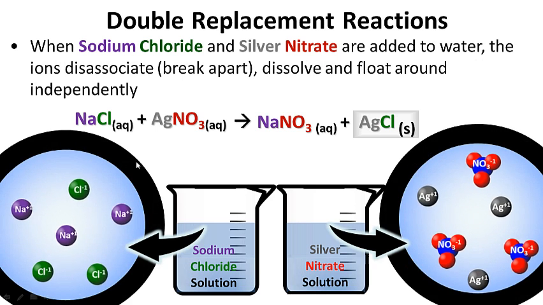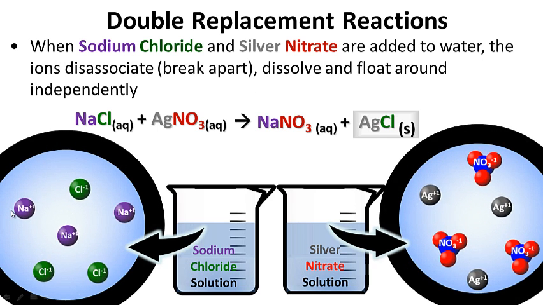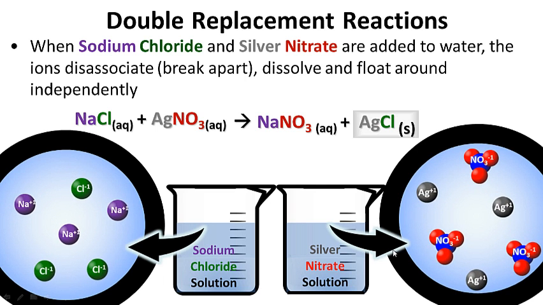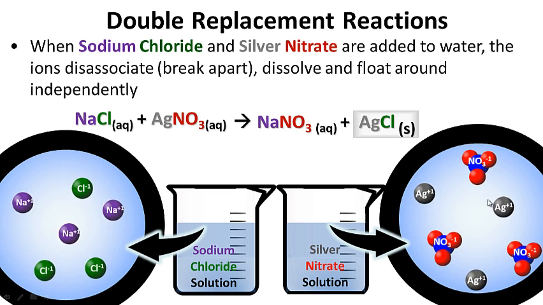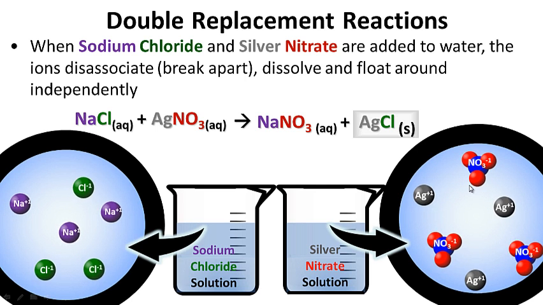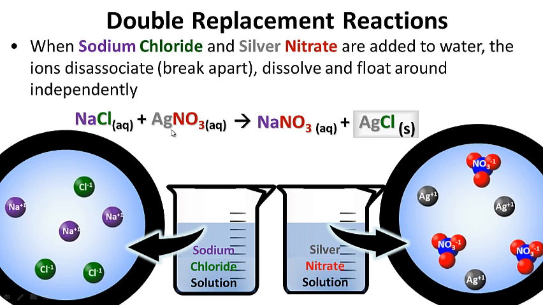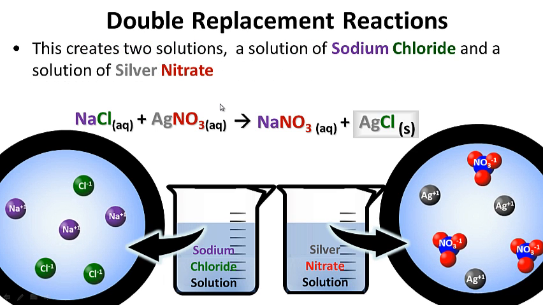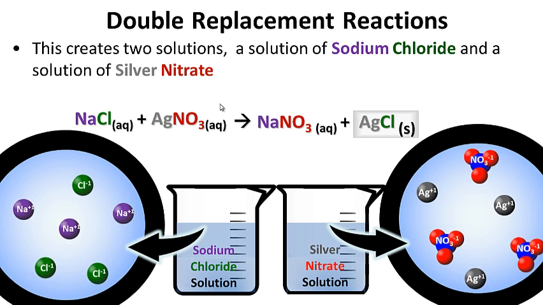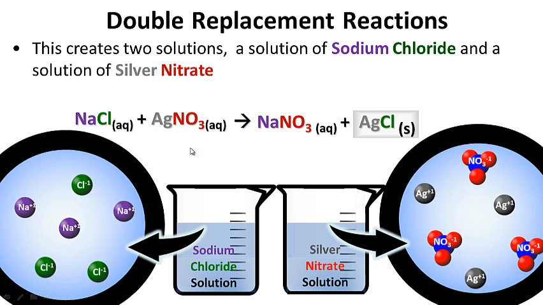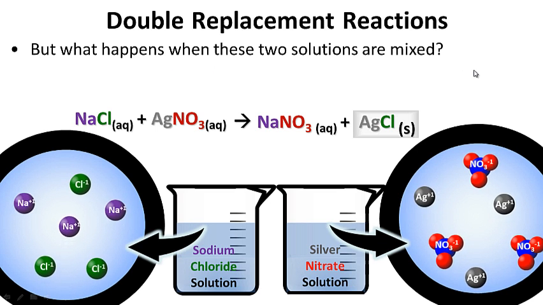So here we have two solutions. We have sodium chloride ions floating around in water, and we have silver nitrate ions floating around in water. We're going to mix these two, sodium chloride plus silver nitrate. So, like I said, we have two solutions, a solution of sodium chloride and a solution of silver nitrate. But what happens when these two solutions are mixed?